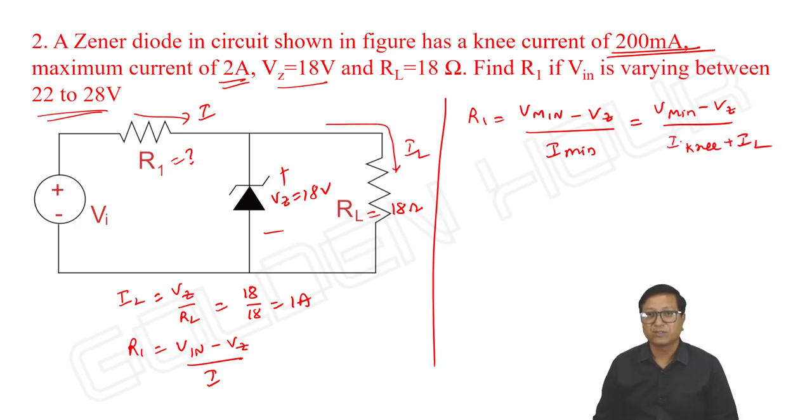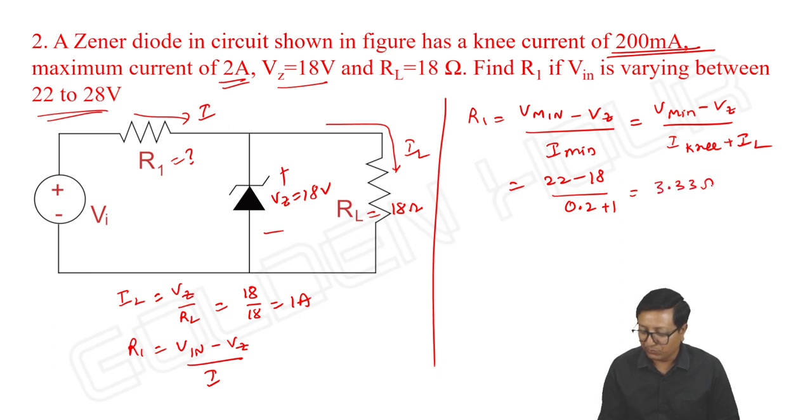We can use this. So what is V minimum in this example, friends? 22 minus Vz, which is 18, over the knee current of 200 milliamperes, meaning 0.2, plus IL, which is equal to 1. So it is 4 by 1.2. It gives us 3.33 ohms.